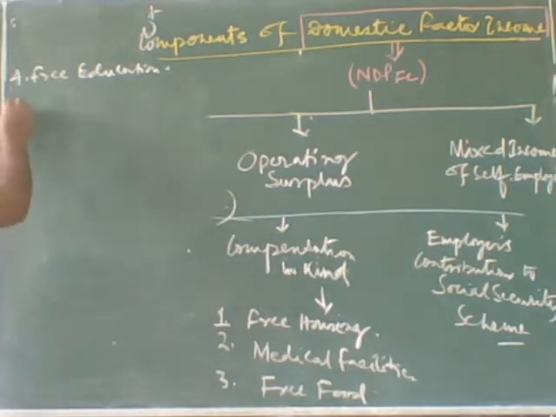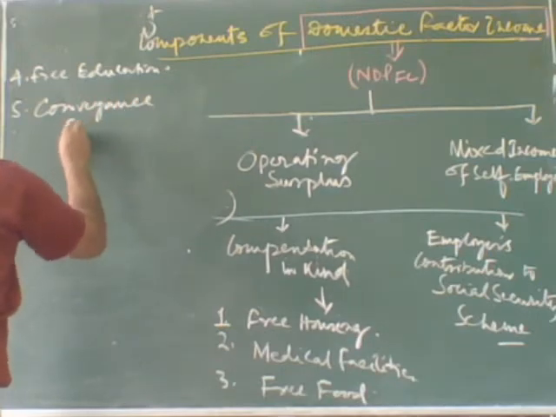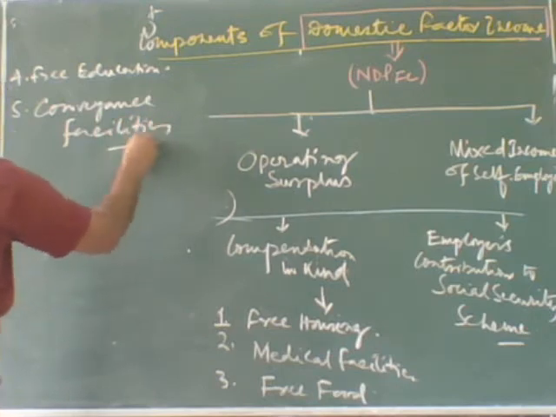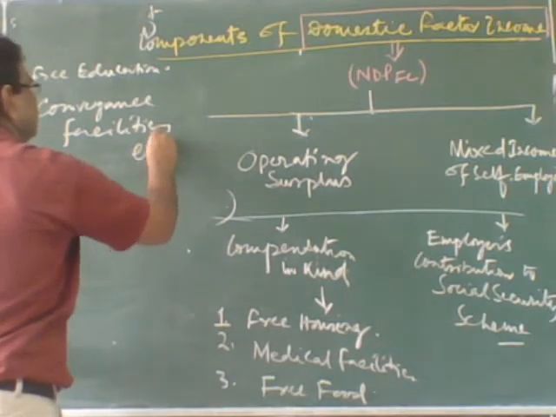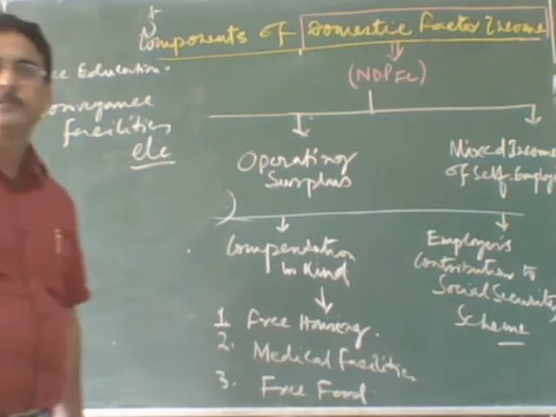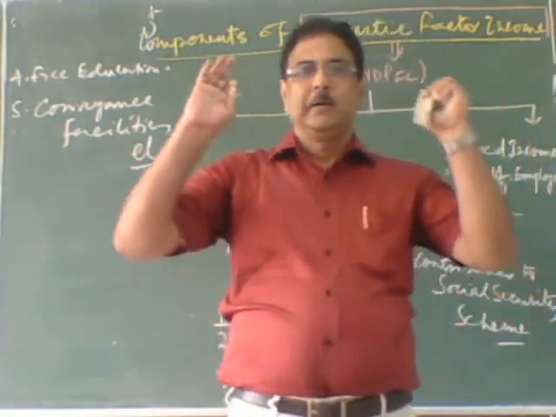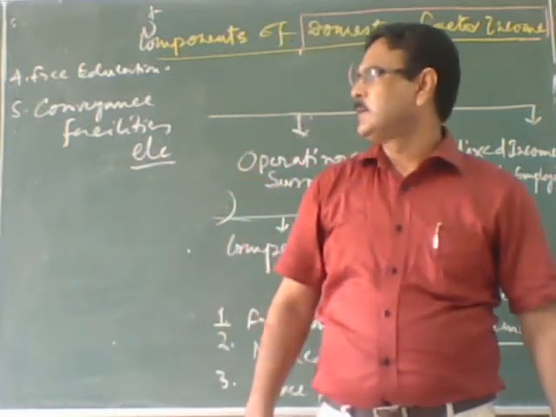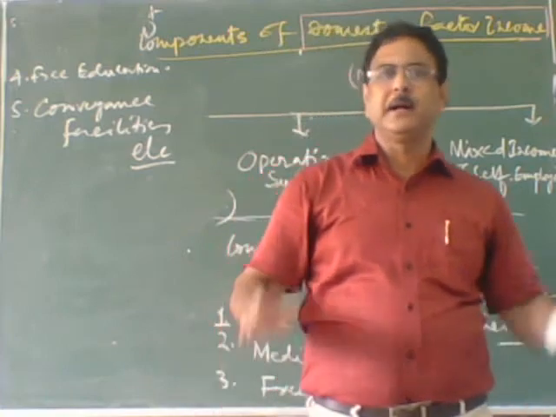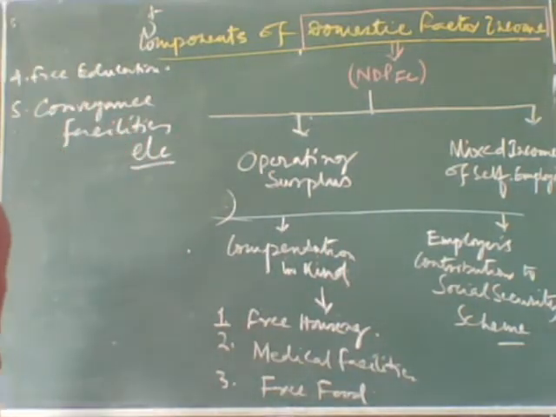Number five, conveyance facilities, C-O-N-V-E-Y-A-N-C-E. Conveyance facilities basically means the transport allowance. Whenever the employees go on OD, official duty, at that time the government will pay the transport allowance for transport. That is called the conveyance allowance.